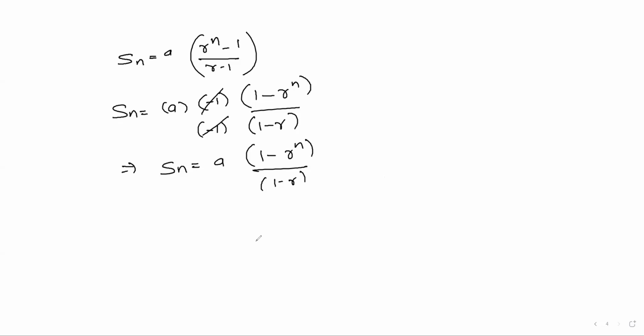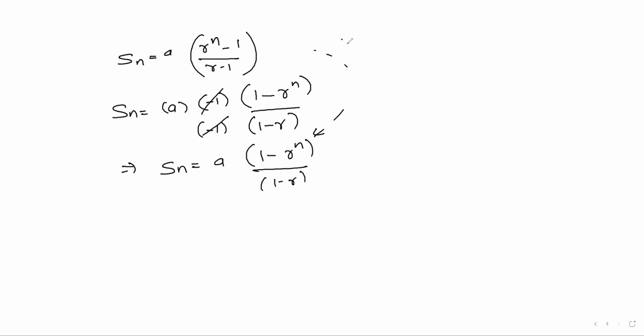Okay, so both the formulas are the same. So from this formula, we get this one. So in this case, suppose R is less than 1, then R to the power n minus 1 is what? Negative or positive?